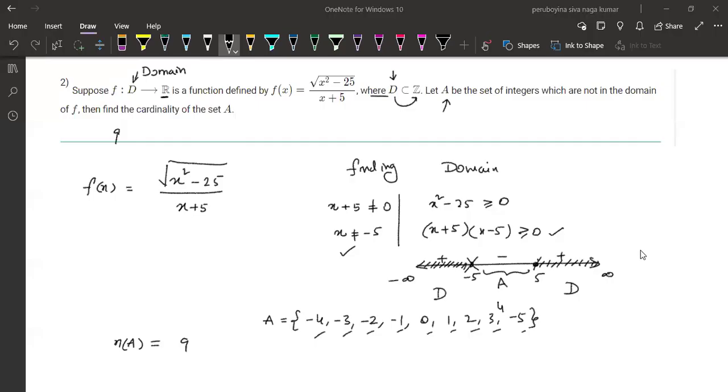Yeah, here we missed this 4. So sorry for this. There are 10 numbers in total. So count it again: minus 4, minus 3, minus 2, minus 1, 0, 1, 2, 3, 4, and minus 5. So totally from here, 5 numbers, and these 5 numbers. So total 10 is the correct answer.